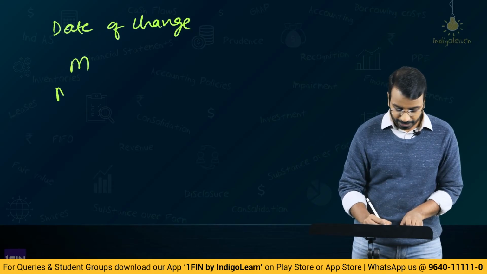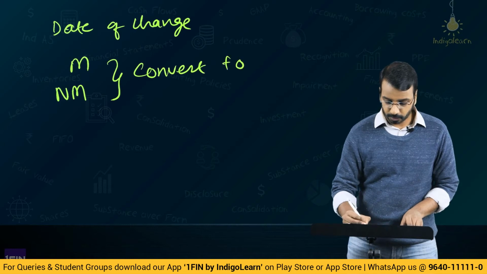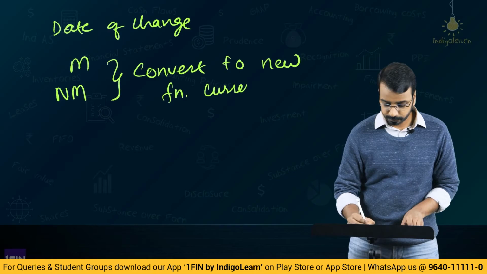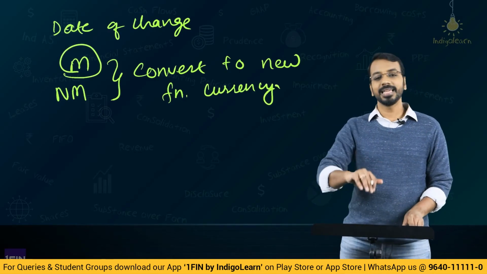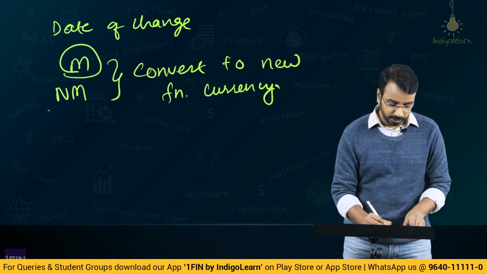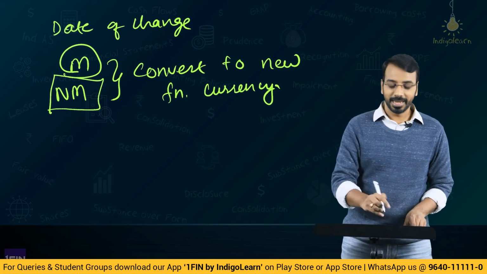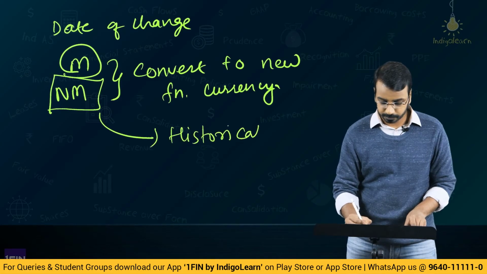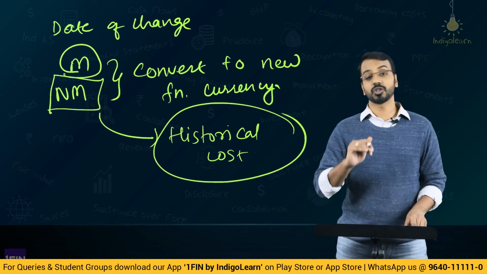What I am saying is, on the date of change, both monetary and non-monetary items convert to the new functional currency. Okay. Then these monetary items anyways will be restated at the end of the reporting period. For these non-monetary items, whatever value you derive on the date of change, that will be the historical cost. And you will continue to measure that item at this historical cost.